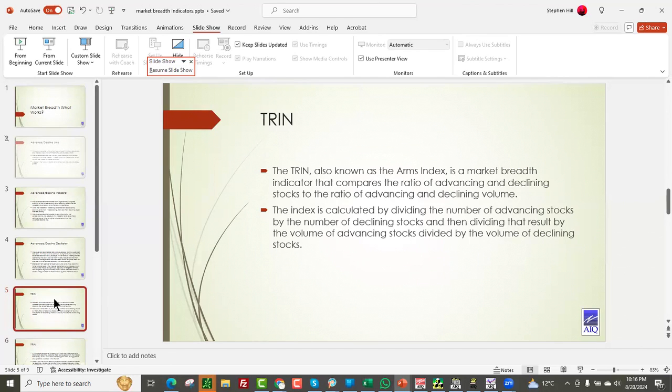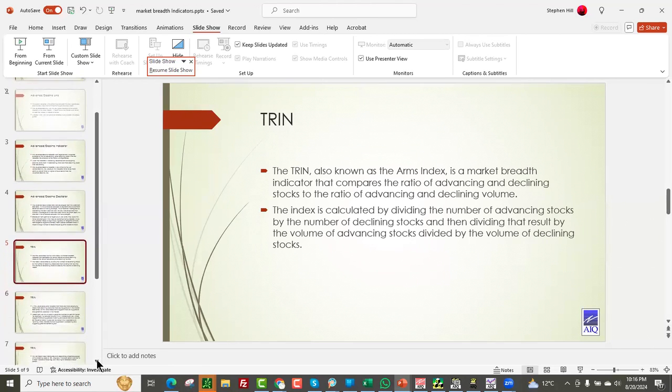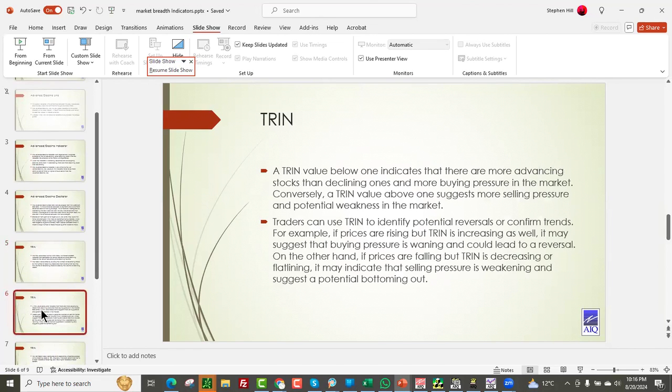So immediately we have two values right there. It doesn't matter what the number is. Whatever the advances divided by the declines is gives us one number. The volume of the advances divided by the volume of the decliners gives us the second number. And it's the ratio of those two that gives us how this index works. I've got more on this right here.